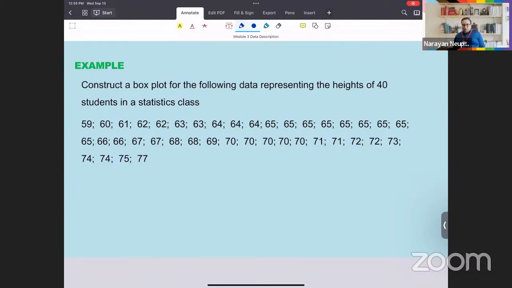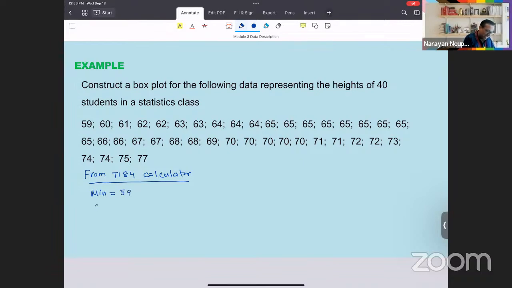So I hope you have your 5 numbers, right? Let me write here. From the TI 84 calculator. Tell me what is the minimum value? Minimum is 59. Am I looking at something wrong? You're right. Actually, you are right. I am bad. 59.